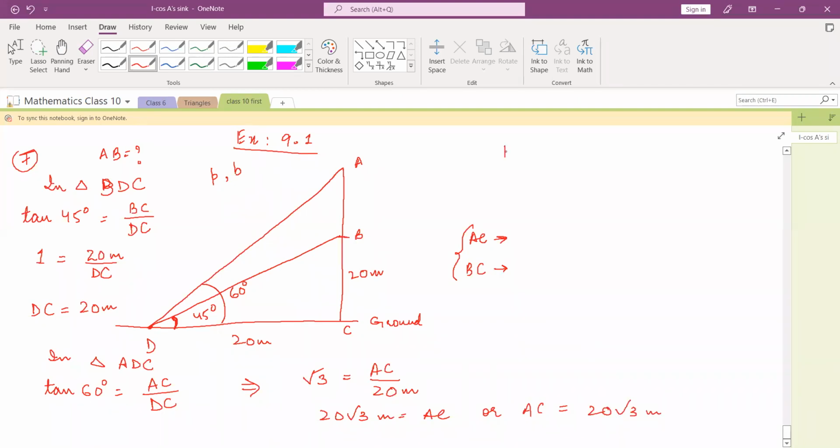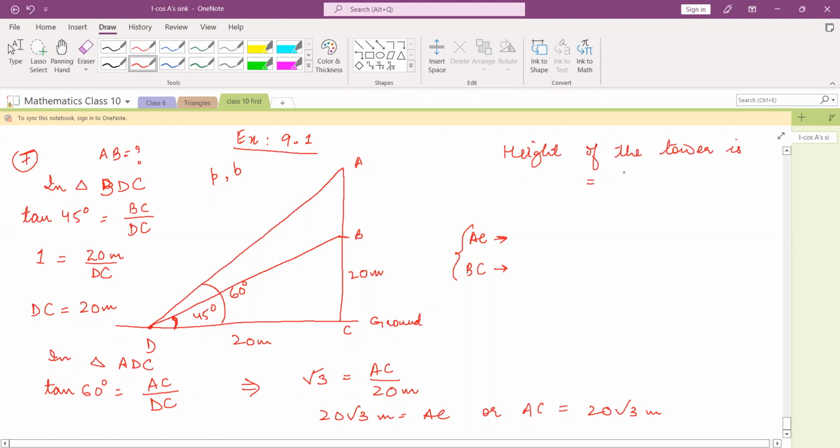Now height of the tower is? The height of the tower is actually AB, right? Which is complete AC minus BC. So AC I have found, that is 20 root 3, and BC value I know, that is 20 meters. It is also meter, this is also meter. So you cannot do anything here. Take 20 common, root 3 minus 1 meter. That's the height of the tower.